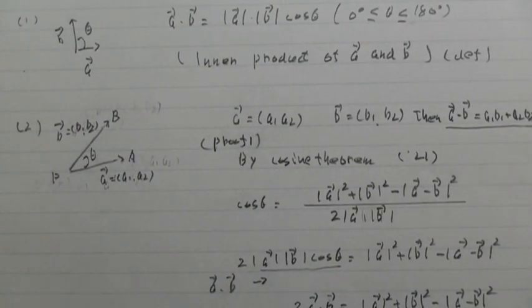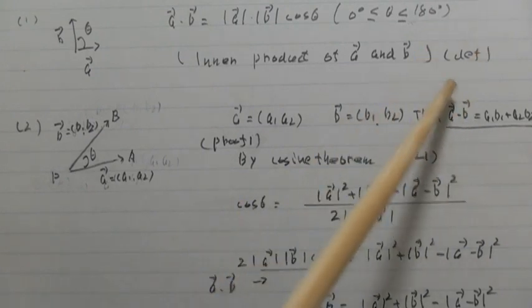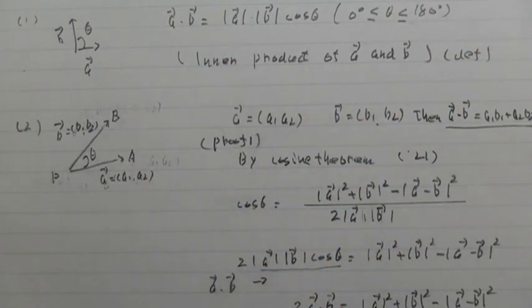And parenthesis 2: vector A has components A1, A2, and vector B has components B1, B2, and the angle is theta, in triangle PAB. Then the inner product of vector A and vector B equals A1 B1 plus A2 B2.